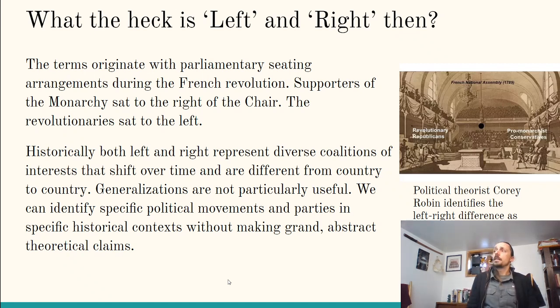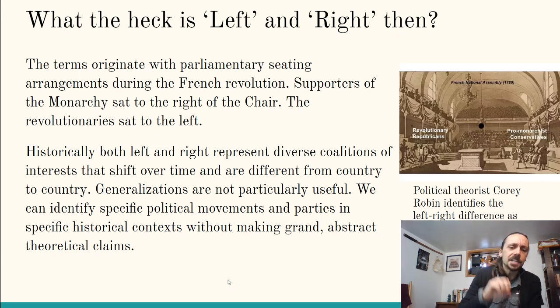Historically, since 1789, left and right have represented really diverse coalitions of interests and views that shift over time, that are different from country to country, from context to context. And I don't want to make generalizations like left is collective, right is individual, left is big government, right is small government. Just don't think in these two simplistic terms.